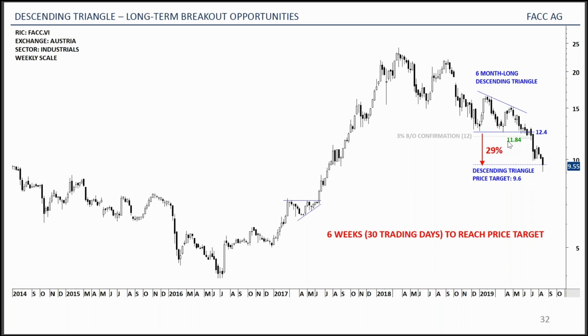So as you can see, we looked at a similar chart pattern on weekly scale, similar chart pattern on daily scale. One offered almost 3%, the other one offered 29%. But the number of days that it takes for the price to reach the chart pattern price target would be also much longer, 6 weeks, 30 trading days to reach chart pattern price target.